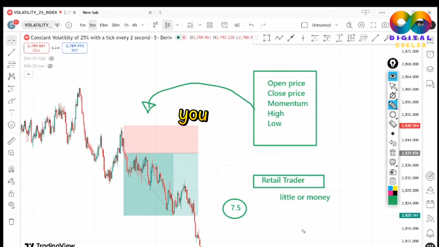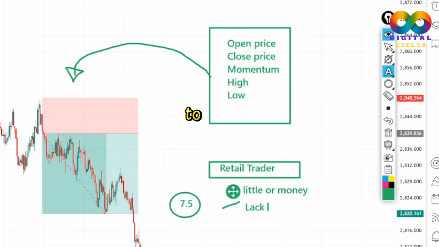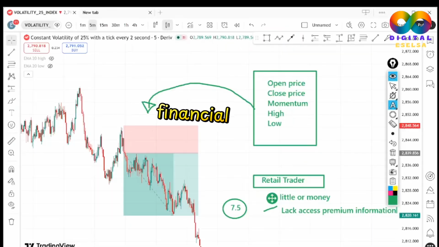That is why you need to humble yourself, because number one, you don't have access to money. You even lack access to premium information. Let me write it down. You don't have access to premium information. Very, very important. Let me say something about this. There is actually premium information. Some people don't know. There is classified information in this financial market.